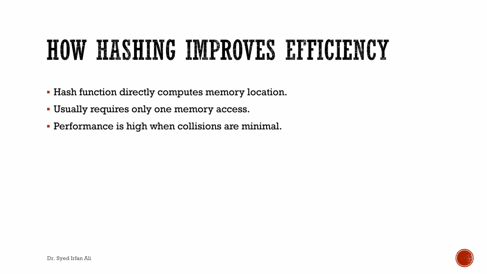In hashing, the hash function directly calculates the memory location. Because of this, usually only one memory access is needed. When collisions are less, performance becomes very good. That is why hashing is highly efficient.